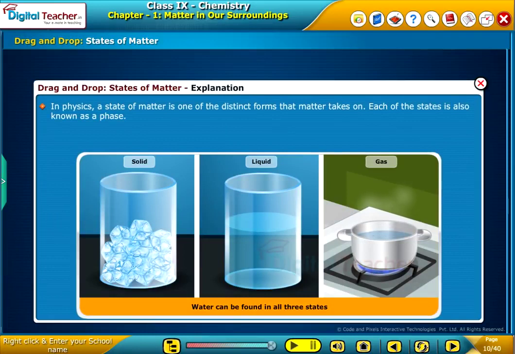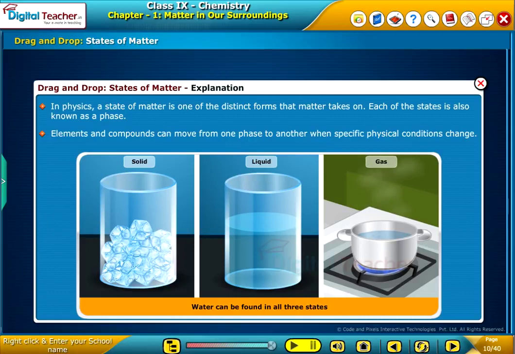In physics, a state of matter is one of the distinct forms that matter takes on. Each of the states is also known as a phase. Elements and compounds can move from one phase to another when specific physical conditions change.